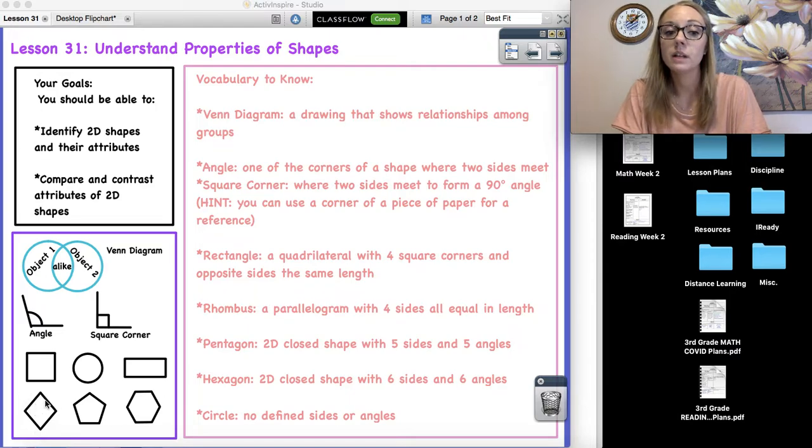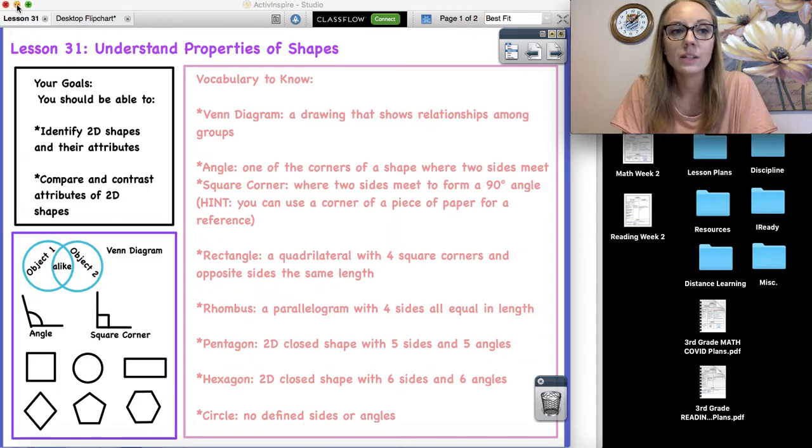Then you have a pentagon, 2D, closed shape, 5 sides, 5 angles. And then a hexagon, 2D, closed shape, 6 sides, 6 angles. So there's our pentagon right here, and then here's our hexagon right here. And then a circle has no defined sides or angles. You cannot find a square corner in a circle. I think we know that.